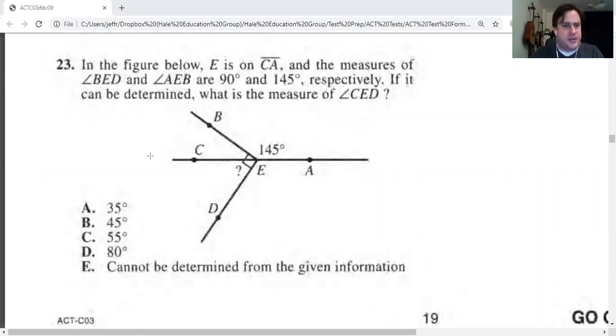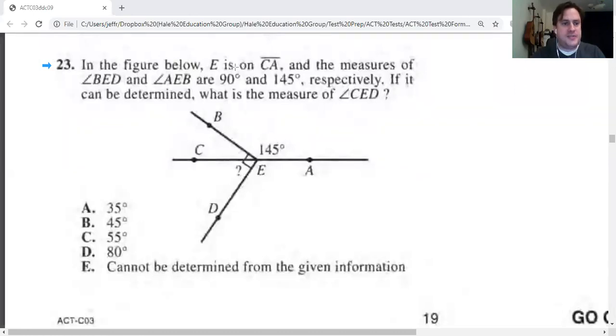I was just working through the ACT test C03. This is the December 2019 test, and I found a really neat problem that I can use to illustrate a concept called solving backwards or working backwards. So I encourage you to give this problem a try right now, and then afterwards we'll go through it together.